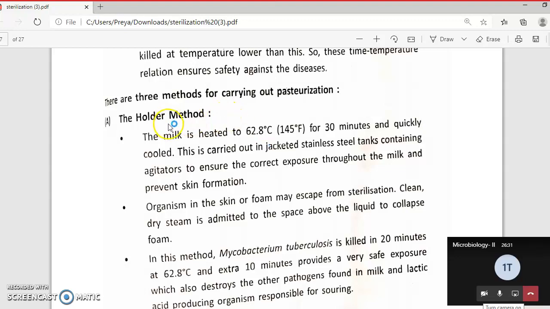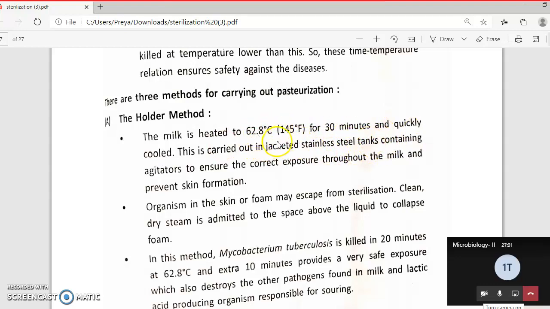How is pasteurization done in industry, in a company? First is the Holder method, in which milk is heated at this temperature. 62.8 degrees centigrade is used as the heating temperature, and time is 30 minutes, right? So for 30 minutes it is heated and it is quickly cooled. It is carried out in a jacketed stainless steel tank.